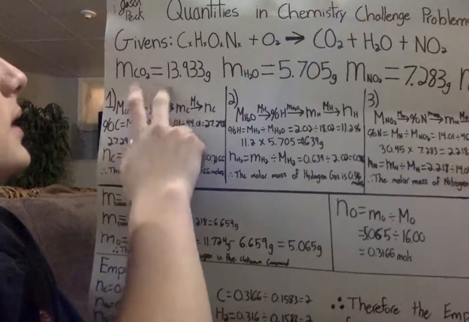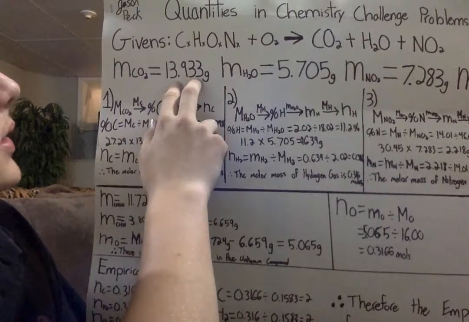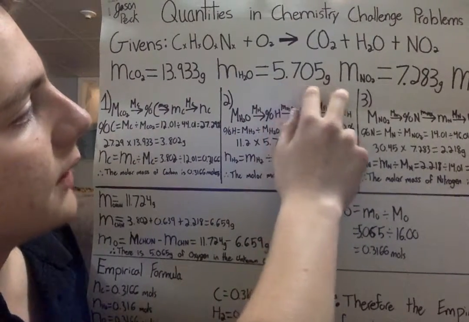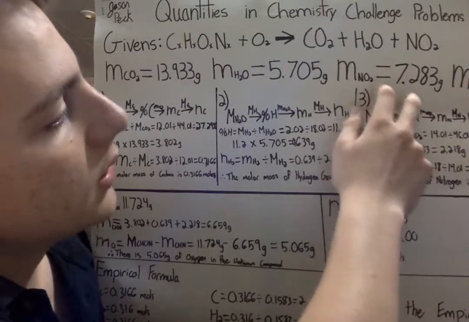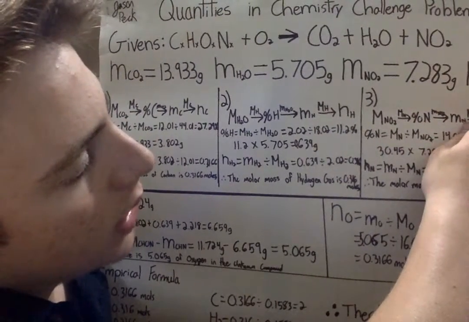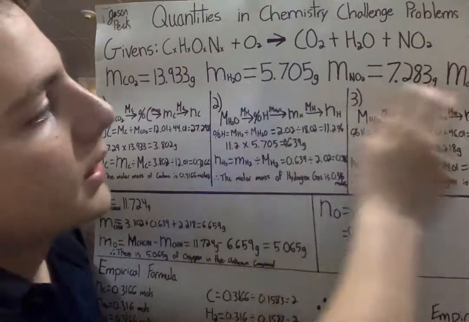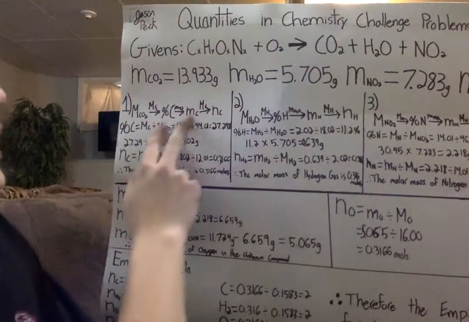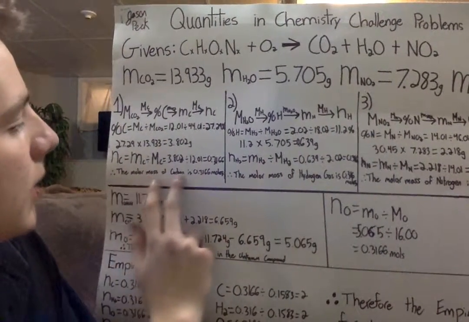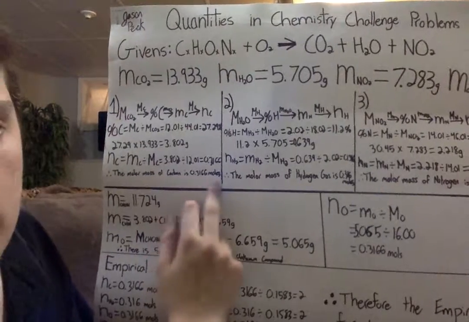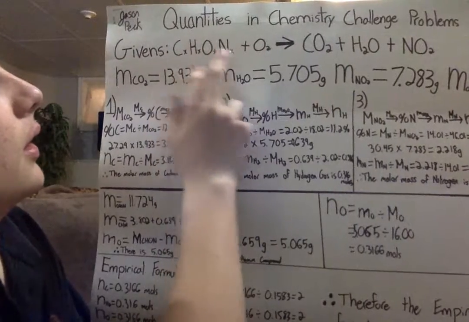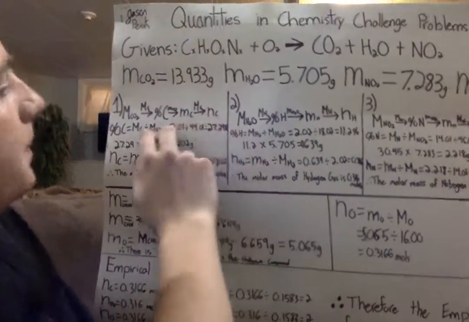So first we're finding the mass of each, and the mass of CO2 is 13.933 grams, and the mass of H2O is 5.705 grams. The mass of NO2 is 7.283 grams, and the mass of CHON, which is this mass, is 11.72 grams. So the first step in each step is the same, and we're just solving for how many moles of each is in the given formula.